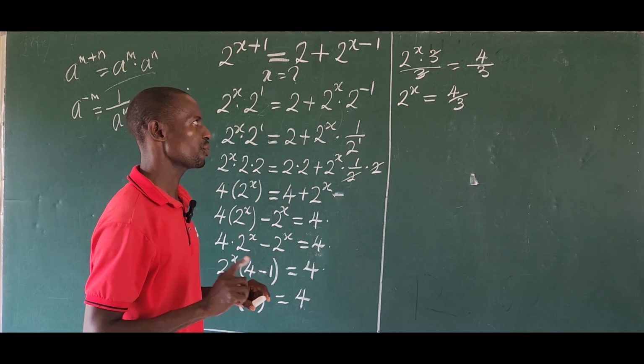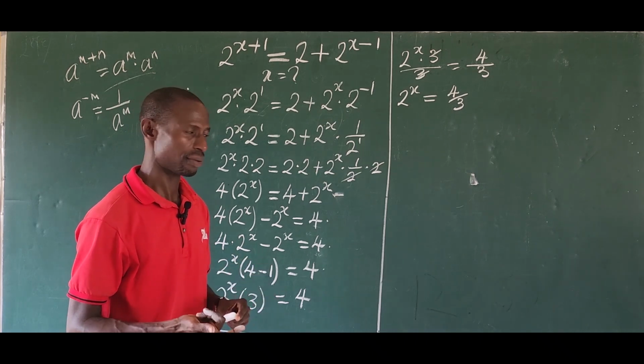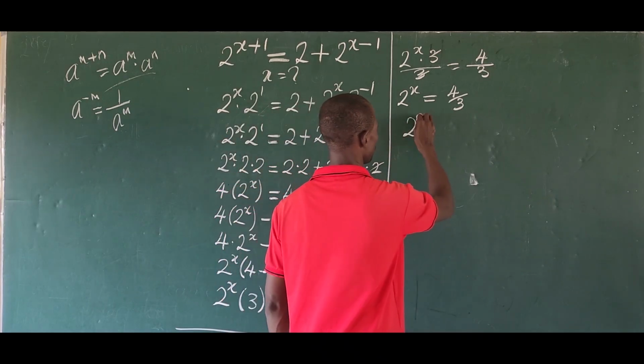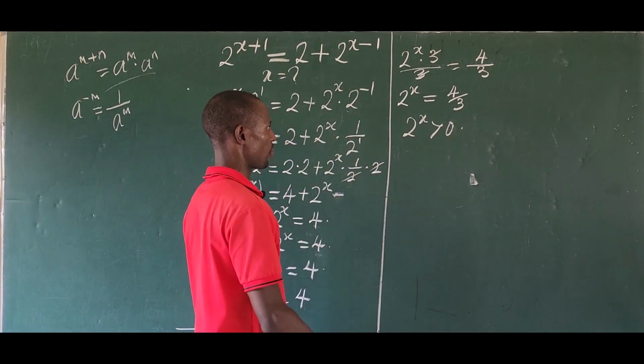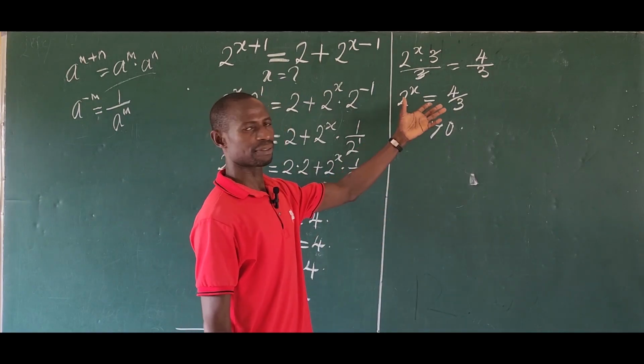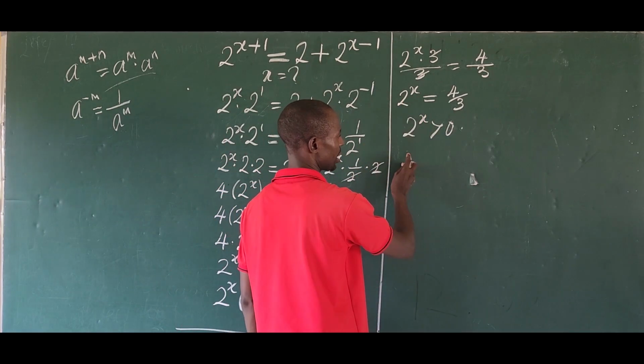Okay, so 2 to the power of x is greater than 0, or must be greater than 0, right? Good. So we have here 2 to the power of x is greater than 0. So if it is so, then we cannot have a negative value from this expression here. Okay, so we're going to take the ln of both sides of the equation.